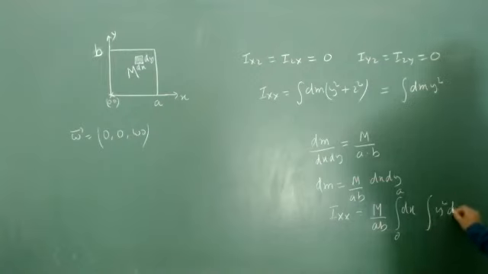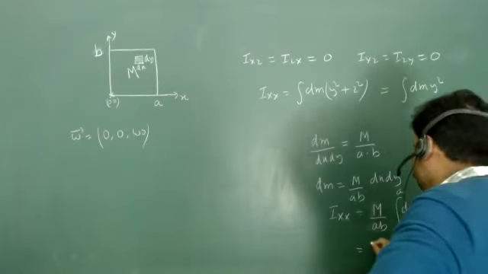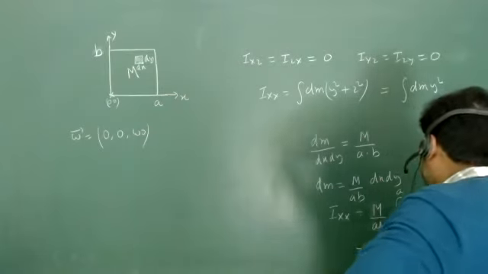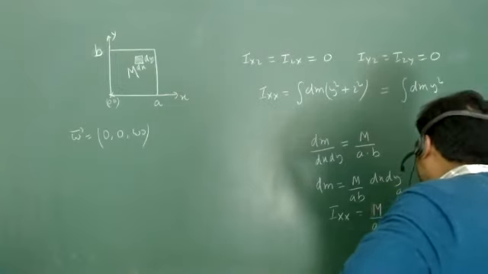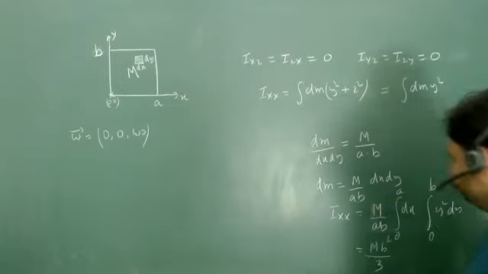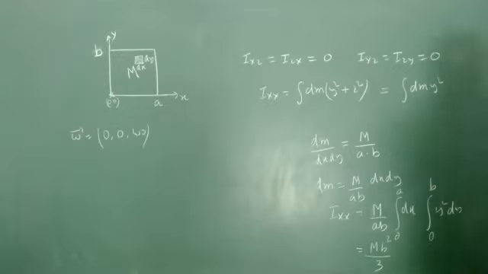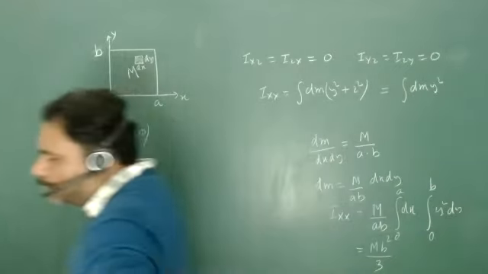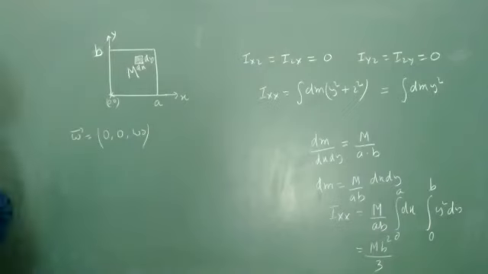y from 0 to b, dy. So what is this value? It is m b square by 3. So this value is m b square by 3. So from the symmetry, what is the value of I yy?